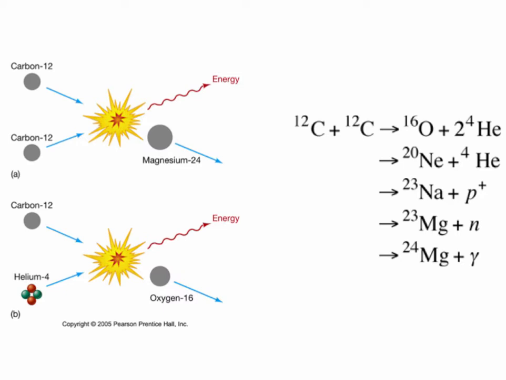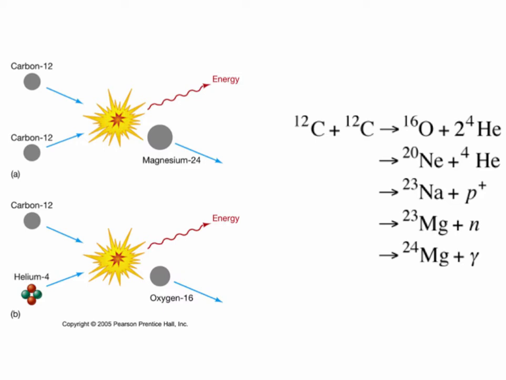that can happen. 2 carbon atoms can fuse together and produce magnesium, and in the same thing release energy. Or 2 carbon atoms can fuse together, produce oxygen, and release some helium particles, which then can go out and do more fusion. Or we can make sodium, or we can make neon, several options for what can happen when 2 carbon atoms fuse. All of these will happen to some extent in the core of the massive star.